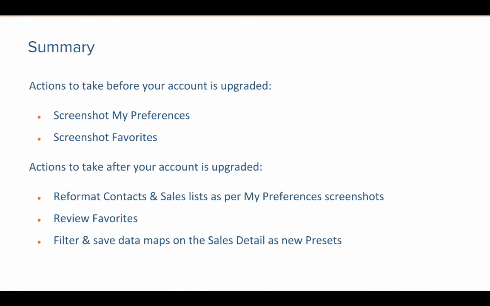So to summarise, the things we recommend you do now are take a screenshot of my preferences, and that should be done per user, so that you're able to reformat your screens after your account upgrade. You might also want to do the same thing for your favourites, and the things you'll need to do after your upgrade are save your data maps as preset views on the sales detail report, and you'll probably want to do that per user as well, as it won't be possible to share presets in 4.90. And we recommend that you check your favourites.